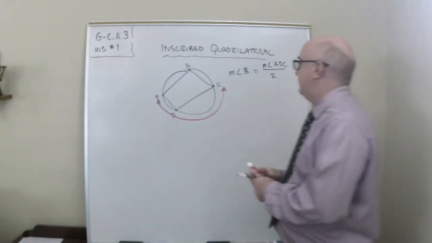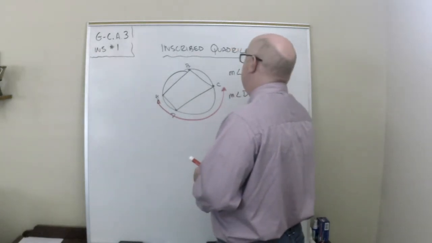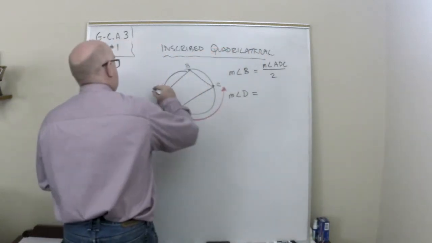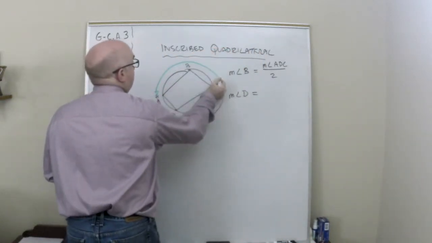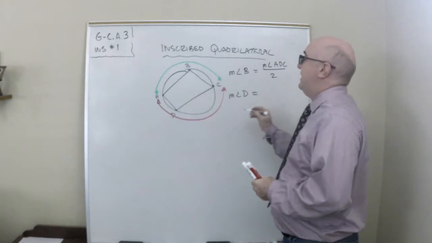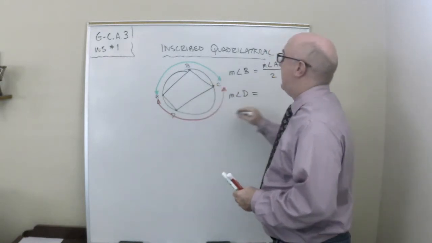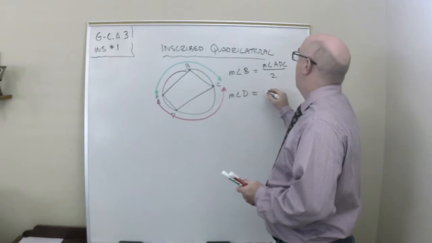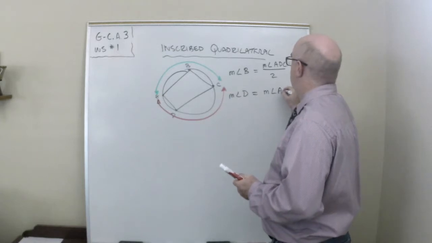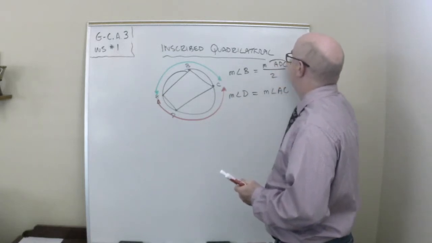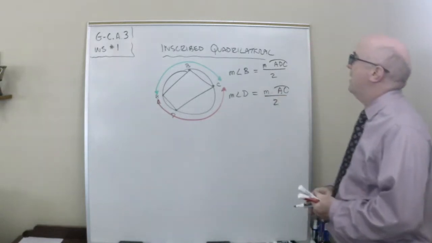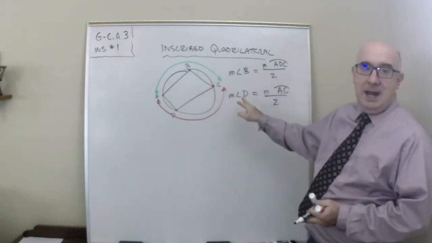Now watch this. The measure of angle D, the one that's opposite it, is half of this arc. So the measure of D inscribed is half of the measure of arc AC. This should be the arc here. I don't know why I put that. Okay, divided by 2. Now, look at the green and the red.